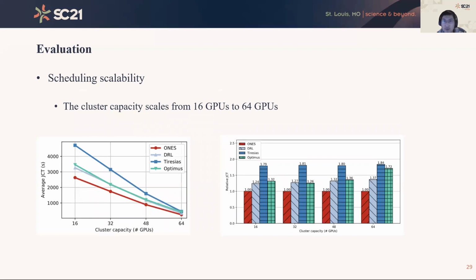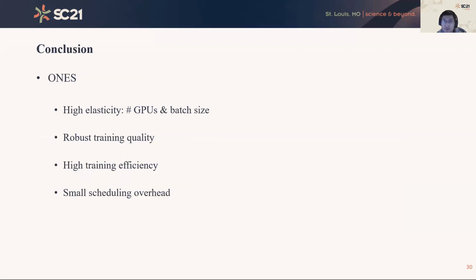We also evaluate the scheduling scalability by scaling the cluster size from 16 GPUs to 64 GPUs. It seems that all the schedulers have similar behaviors, but we find that with more GPUs, for example, with 64 GPUs, our scheduler may have a larger improvement. Finally, to conclude, ONES is a scheduler for deep learning jobs that achieves high elasticity, robust training quality, high training efficiency, and a small scheduling overhead.